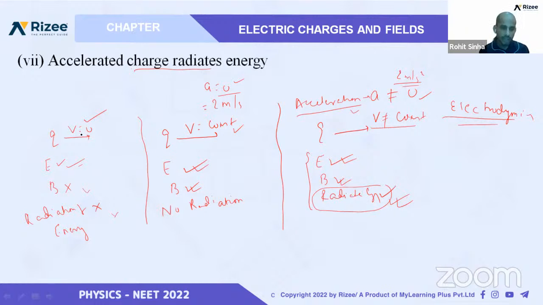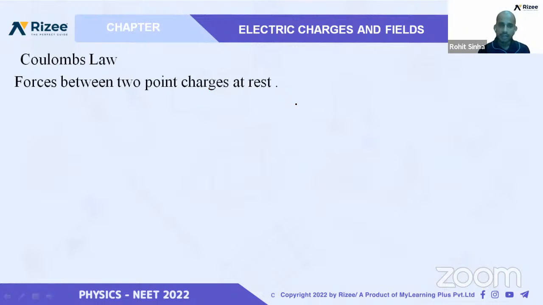Coulomb's law. Let us discuss our next concept, that is Coulomb's law. Now let me discuss what is Coulomb's law. You might know that Coulomb's law has another name as well. We also call it the inverse square law. Why inverse square law? We will know by seeing its formula.